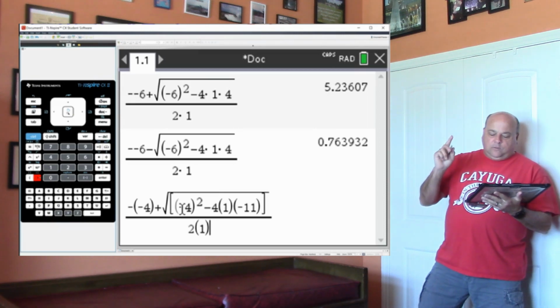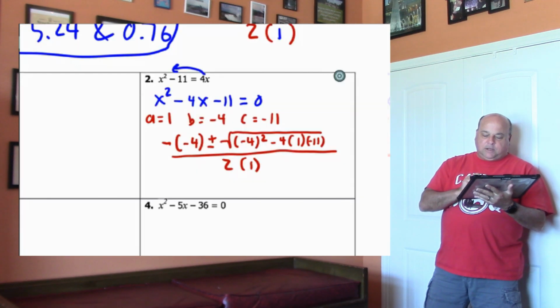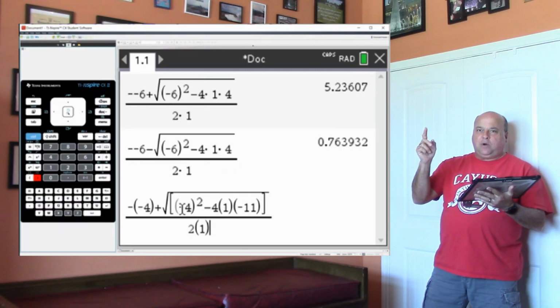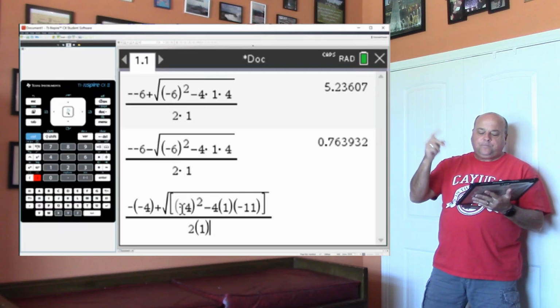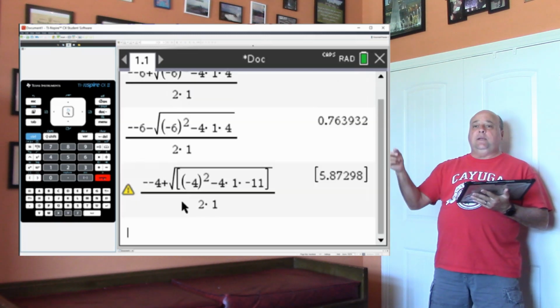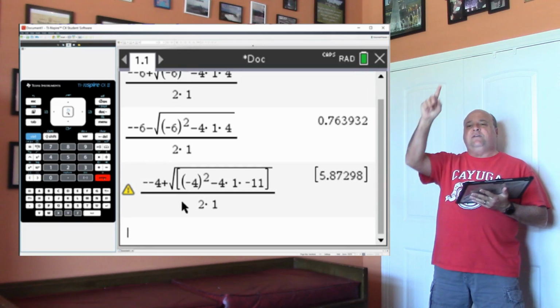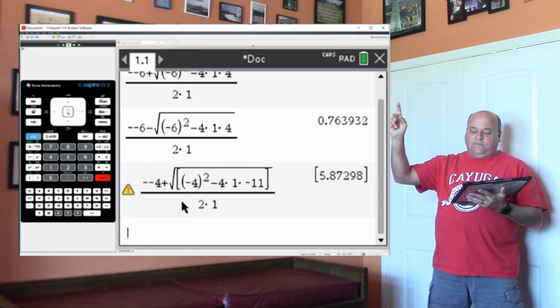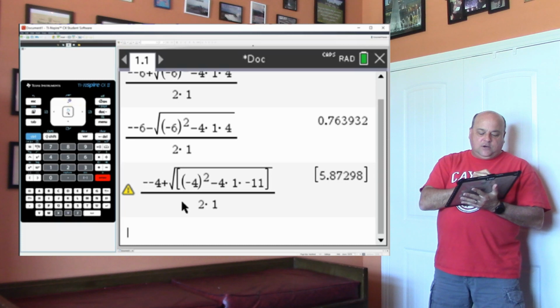Okay, so 4, 1, negative 11, let me make sure that's right. That is correct. Okay, so I've typed it in. I got brackets in there. That's not going to mess it up. Hit enter, and I get 5.87. That's going to be one of the intercepts, okay? If I were to graph that and trace, that would be one of them. Now then, let's hit the up button twice.